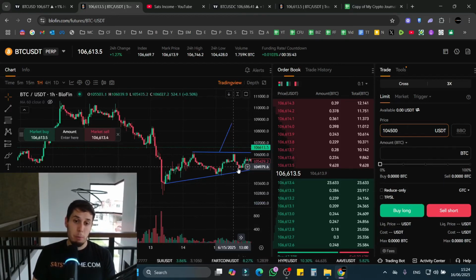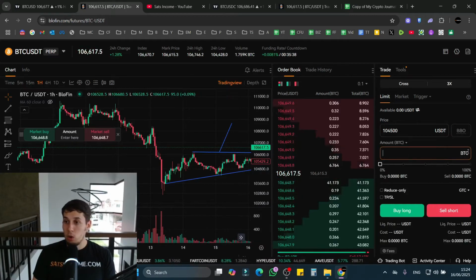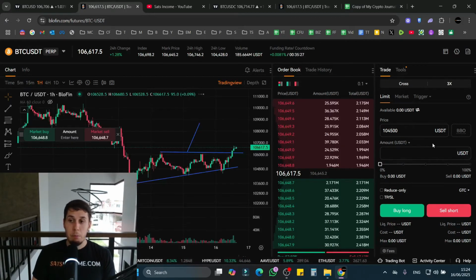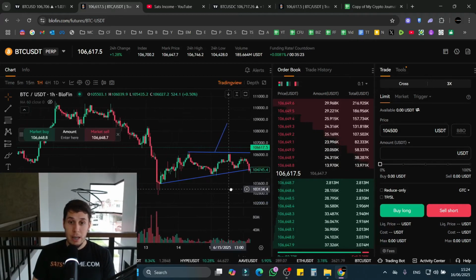These triangles, they normally break to the upside, right? Ascending triangles. So then what you do right here is you add the amount either of Bitcoin, or what I actually suggest you to do is to switch to USDT, because it's hard to know the amount of Bitcoin that you want to buy. You have to do lots of calculations, right?